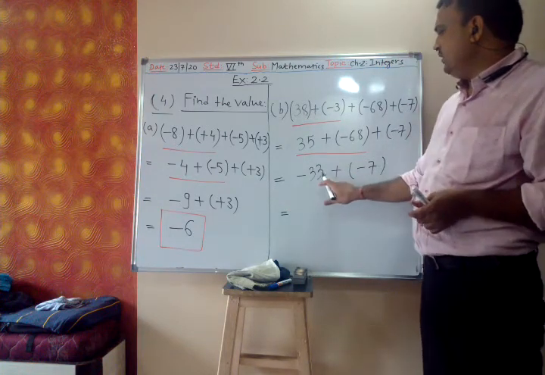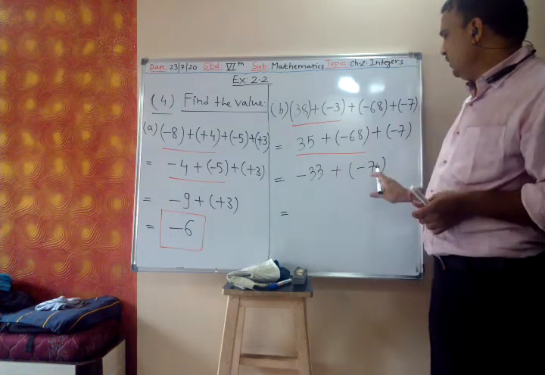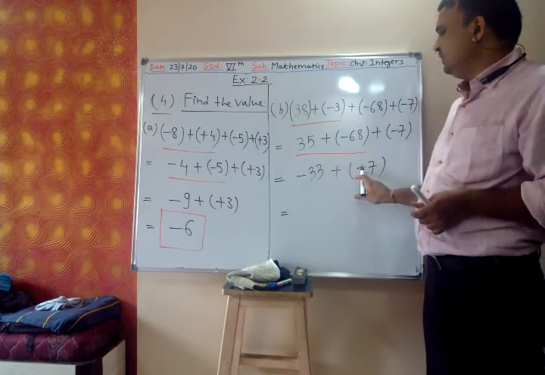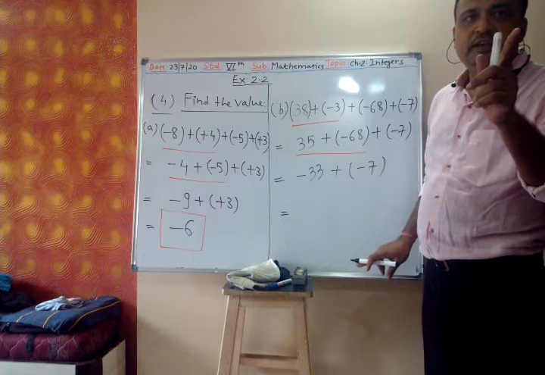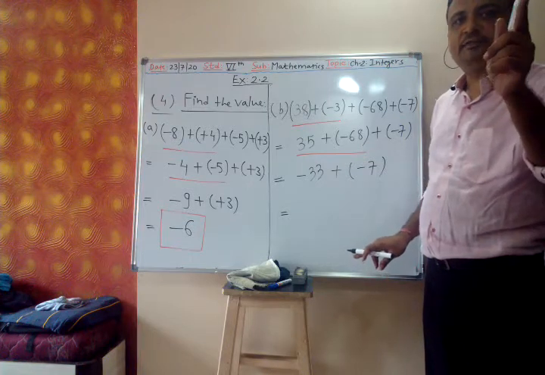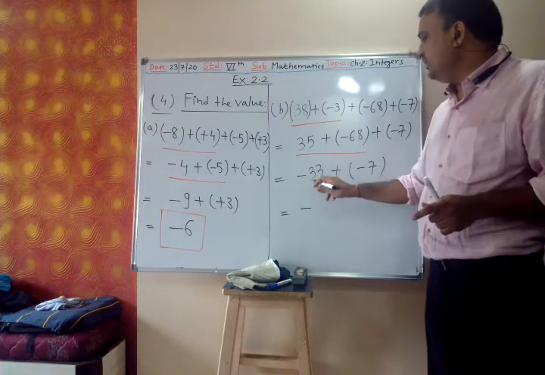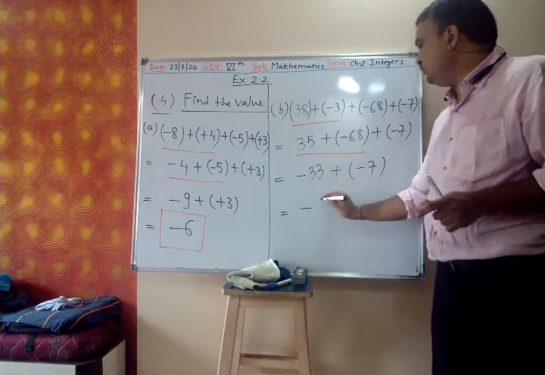What is sign of 33? Minus. What is sign of 7? Minus. Minus and minus means same sign. Whenever there is same sign, you have to take the common sign of minus and add the numbers. 33 plus 7 is 40.